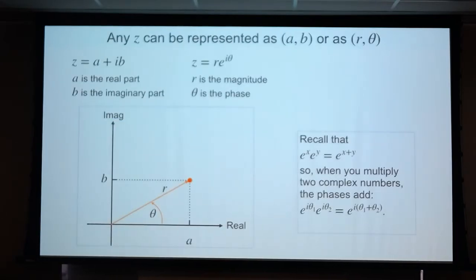So we can represent any complex number in either of two ways. We can say, well, it's just the real and imaginary parts, or we can talk about the magnitude and the phase of the number. And the way we do it is this. Here's a plotted on the real and imaginary axes. This point is a comma b, or we can talk about its distance from the origin and this phase angle.